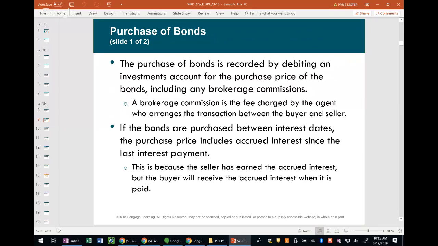When you purchase bonds, you debit investment account, credit cash, and there may be a brokerage commission as a fee charged by the agent who arranges the transaction. If the bonds are purchased between interest dates, the purchase price includes accrued interest. And that's where bond purchases get a little tough. You have to figure out the accrued interest that you are buying with the bond.